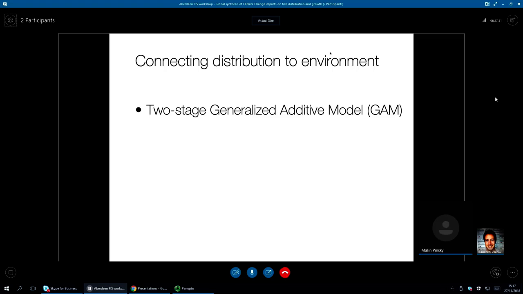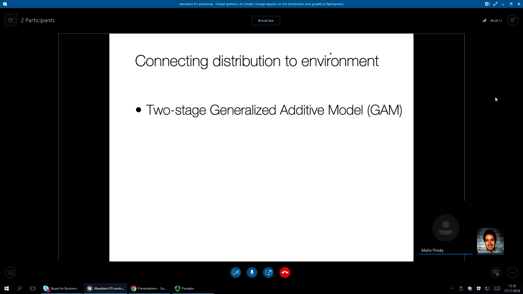The last thing I wanted to talk about was connecting distribution to environmental change. So the stuff that John was talking about there at the end. And that is a huge question. There's so much really interesting research to go into this, and what are the key environmental factors.